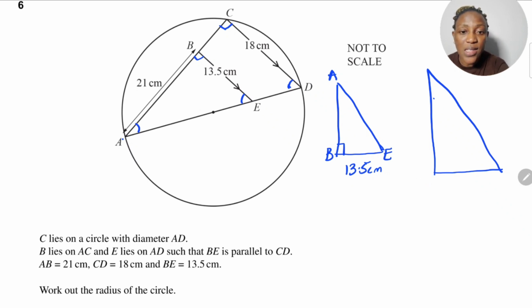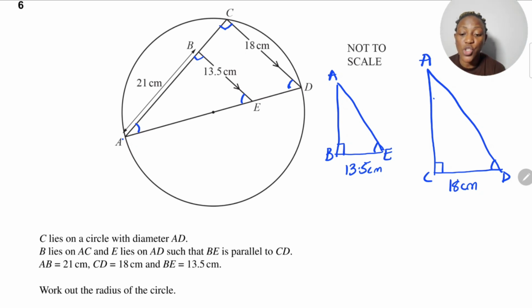ACD. This is A, and this is C, and this is D. All right, so this is a right angle also. We know that these two angles are the same. And this is angle A anyway, so they are the same. So this shows us that we have two similar triangles in this circle. So that is the concept we are going to use to answer the question.